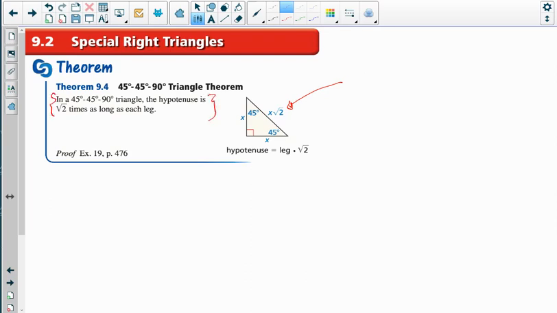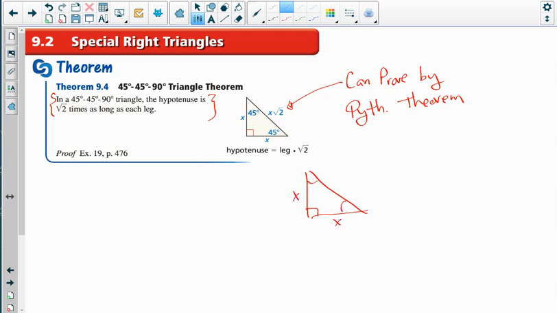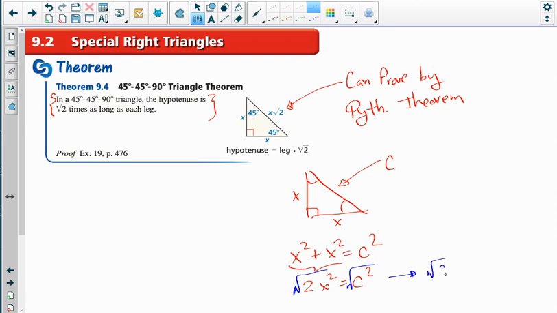And that is what's described here in the theorem. You can prove this with the Pythagorean theorem. If we take a right triangle that is 45, 45, 90, and say the sides of the square were x, then the hypotenuse would be c, and we can say x squared plus x squared equals c squared. Add these together and you have 2x squared equals c squared. If you take the square root of both sides of this equation, that gives you the square root of 2 times x is equal to c.